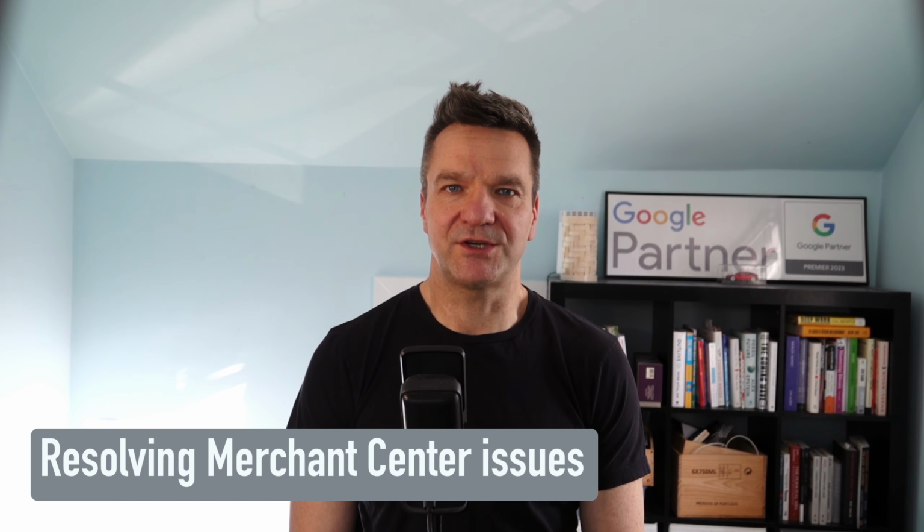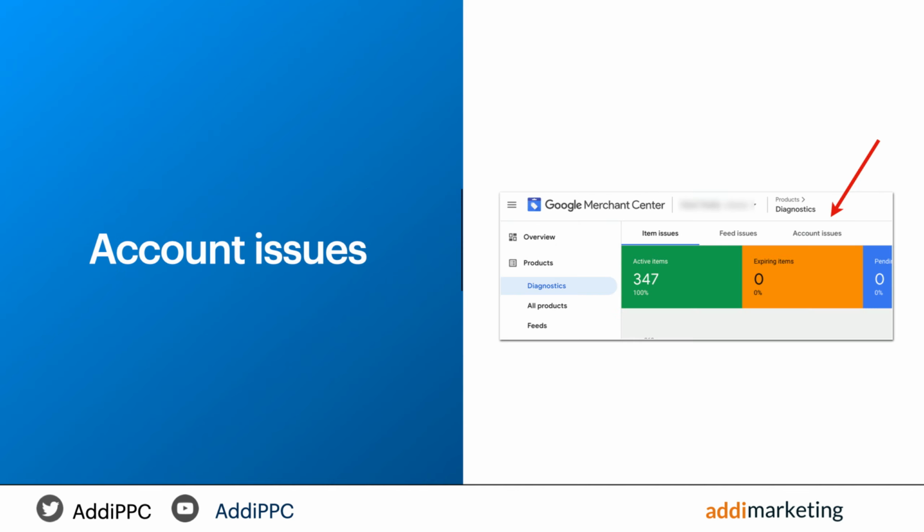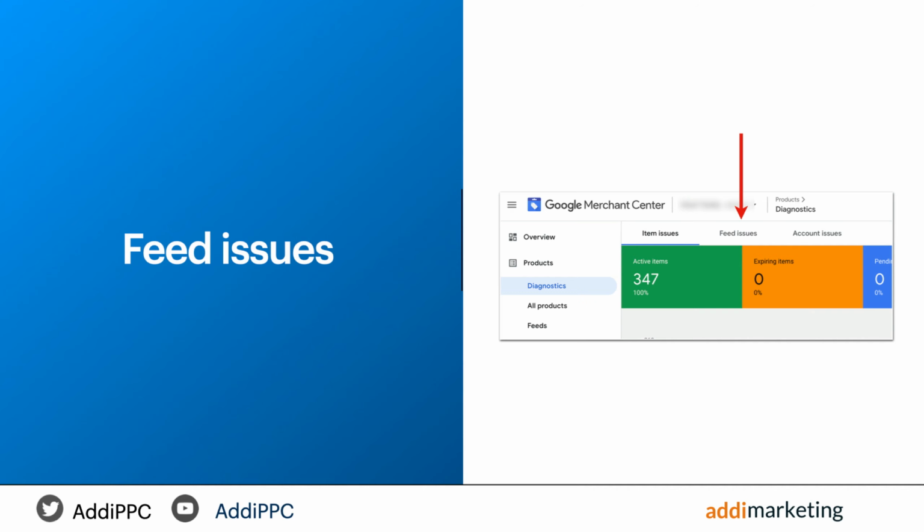Resolving Merchant Center issues. Let's look at the 3 categories of Merchant Center issues. Account issues affect your entire account or an entire country. These are fundamental issues such as the link between Google Ads and Merchant Center, URL verification problems, or policy violations. Feed issues have to do with uploading, fetching, or validating your product feeds. Both account and feed issues should be addressed first to avoid the account suspension.